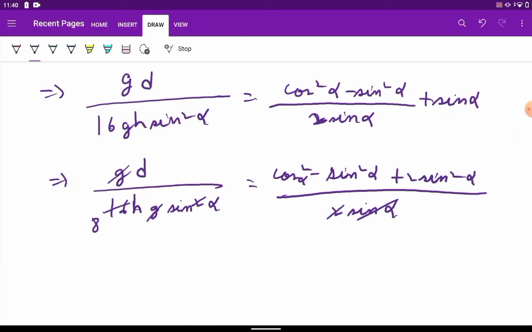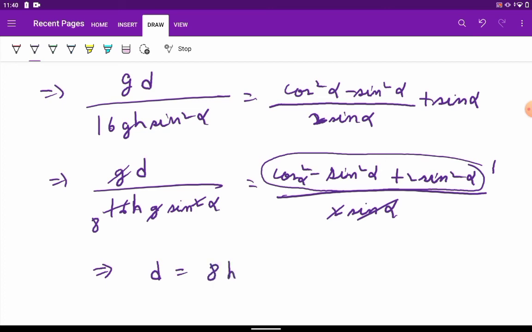And this whole numerator, as I told, becomes sine square alpha plus cos square alpha, which becomes 1. So this basically means d is equal to nothing but 8h sine alpha.